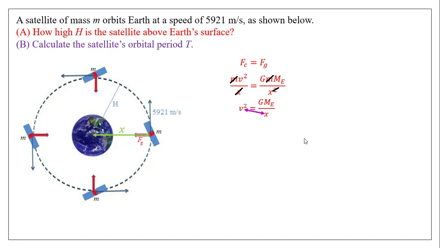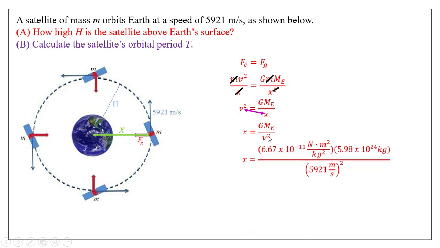Here I want to do a little switcheroo between x and v squared. I need to solve for x. So I'm going to bring x up to the top numerator. And then I want to bring the v squared down to the right denominator. And that's it. Here we have everything already. Capital G is the universal constant, which is 6.67 times 10 to the negative 11. The mass of the Earth is a constant of 5.98 times 10 to the 24th. You can look that up, or hopefully you have it in your notes.